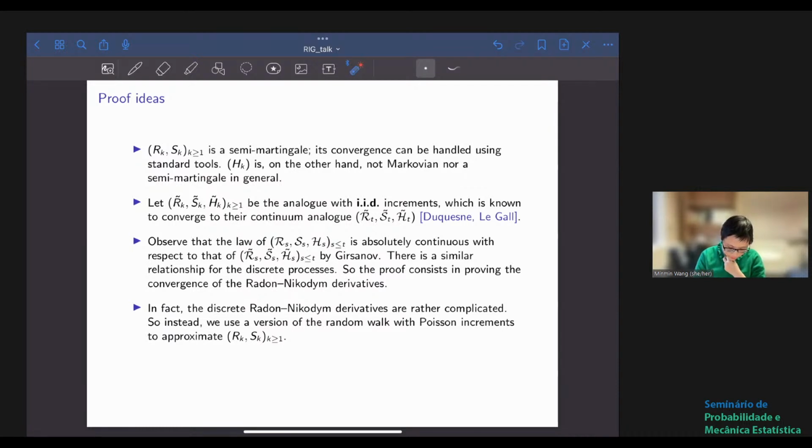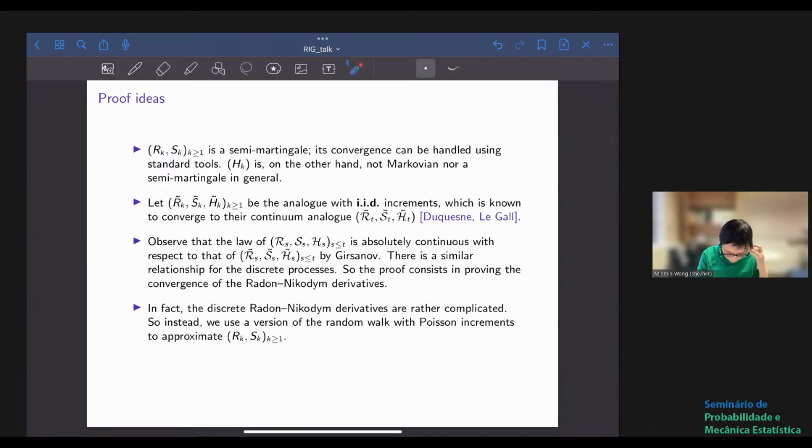Now what we need is just to relate to the IID case. This is helped by the Girsanov theorem. If you look at the limit process R, S, compared to the tilde process, what you lose is just a parabolic drift. So according to Girsanov theorem, you have an absolute continuity relationship between these two. And then H is a function of S, so this relation extends to the height process as well.